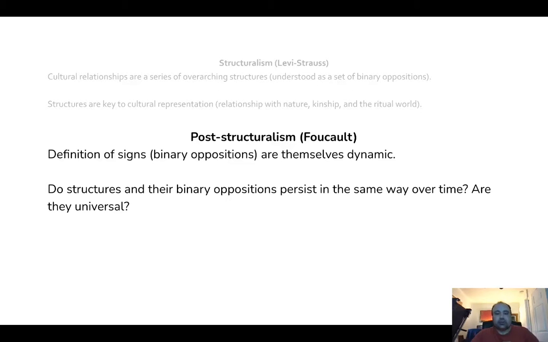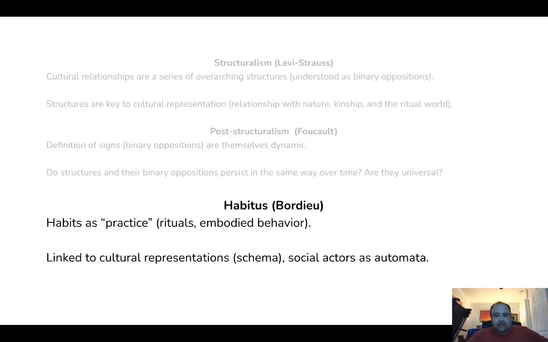Later on, there were some shortcomings of structuralism, so post-structuralism came along, with an emphasis on signs. Signs are binary oppositions, but they're also dynamic, so they change over time. Do structures and their binary oppositions persist in the same way over time? The post-structuralists would say no, you have to account for the change. And are they universal? The post-structuralists would probably also say no. We're not going to talk so much about universality here, but we are going to talk about these aspects of categories and binary oppositions.